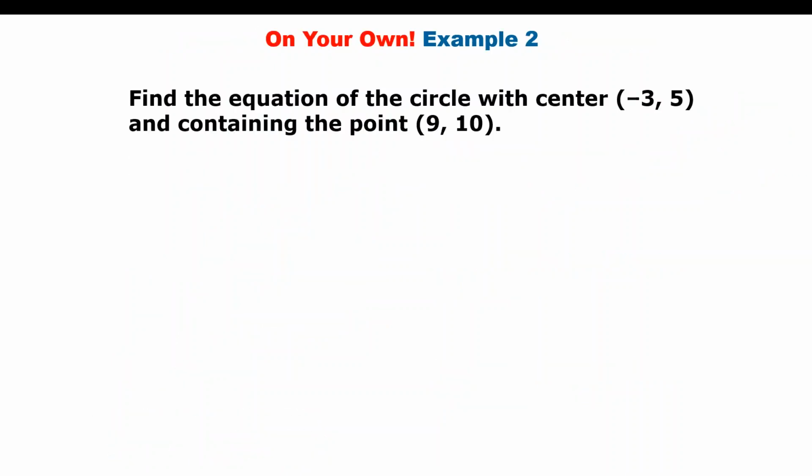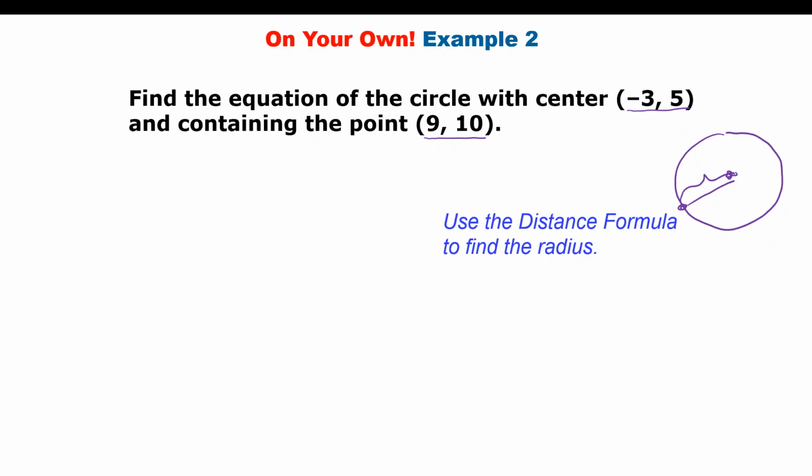Not a problem. All right, here's one for you to try on your own. Turn your video off and give it a try. Again, we're to find the equation of the circle with the center at negative 3, 5, and containing the point 9, 10. So what we have so far is a center point and a point on the circle, and we need to find what that radius is so we can fill it into our equation of a circle.